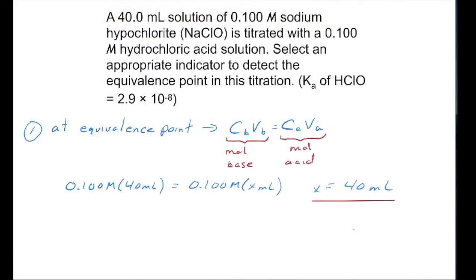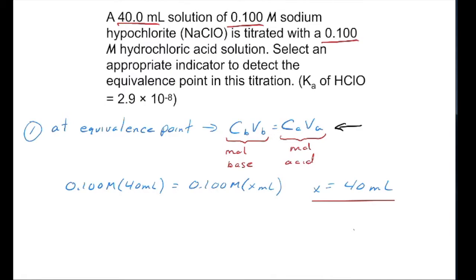So the first thing we need to do is figure out what volume of the titrant we need to add in order to get to the equivalence point. And we can use this calculation right here, because the moles of base initially present in the solution are going to equal the moles of acid that we have to add. We have a concentration of sodium hypochlorite of 0.1 molar, an initial volume of 40 milliliters, and the concentration of the HCl. So we can use this equation to figure out how much HCl we need to add to get to the equivalence point, and it ends up being 40 milliliters.